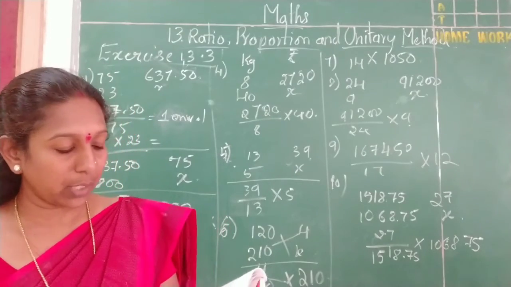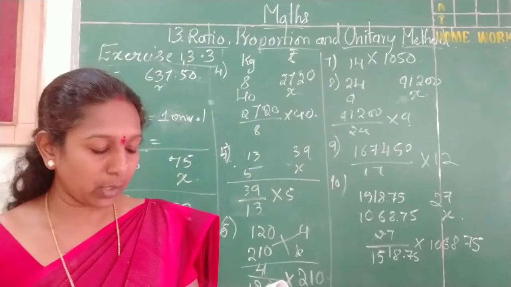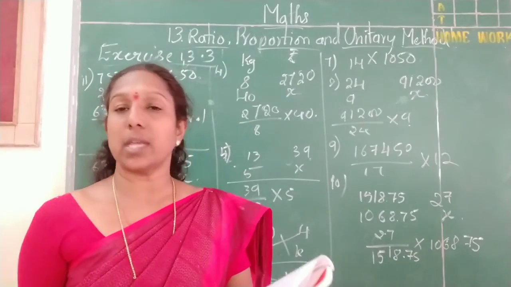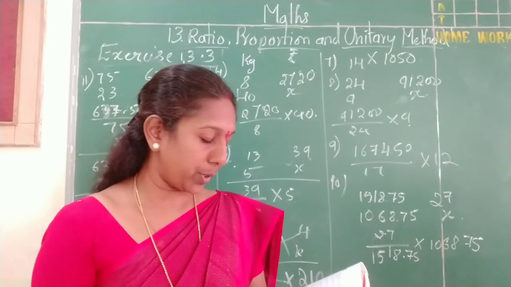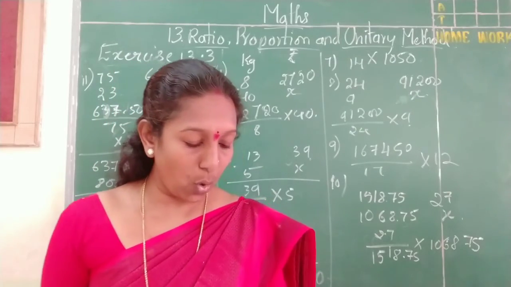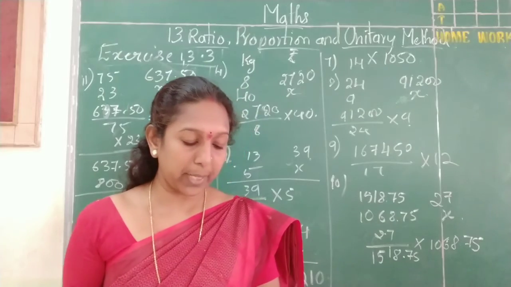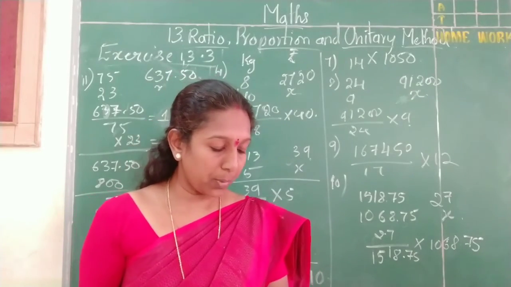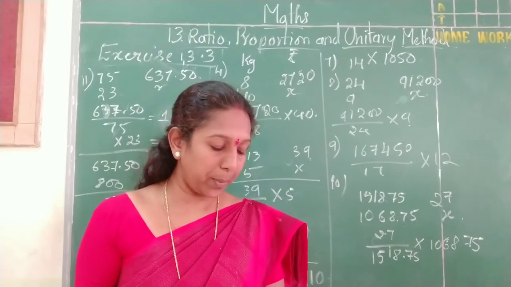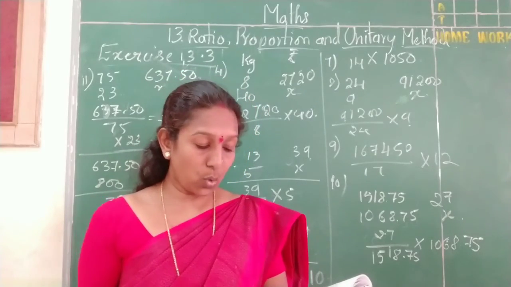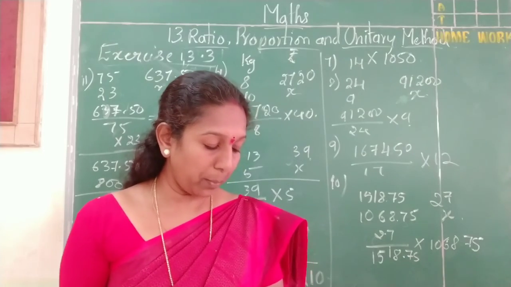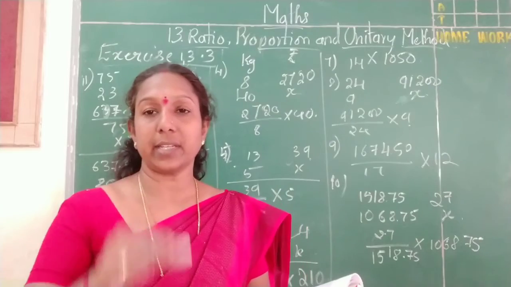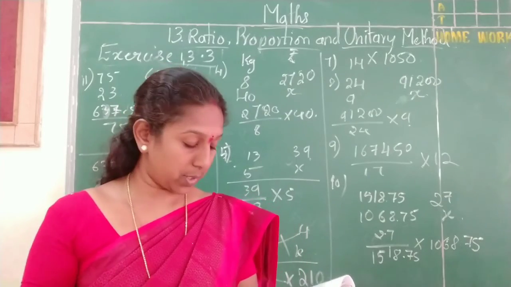Next, the cost of 20 chairs is rupees 5,120. How many chairs can be bought for the given amount? Since your amount is given, first we should write the amount. Next, the cost of repairing a 1.6 kilometer stretch of road is rupees 24,000. How much would it cost to repair a kilometer stretch of the road? So here also the kilometer is given in two terms, so first we should write the kilometers and then we will write the cost.